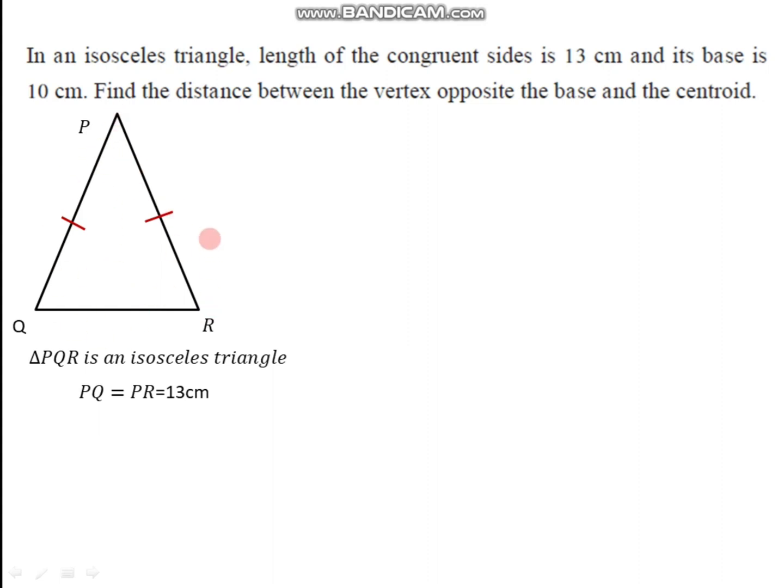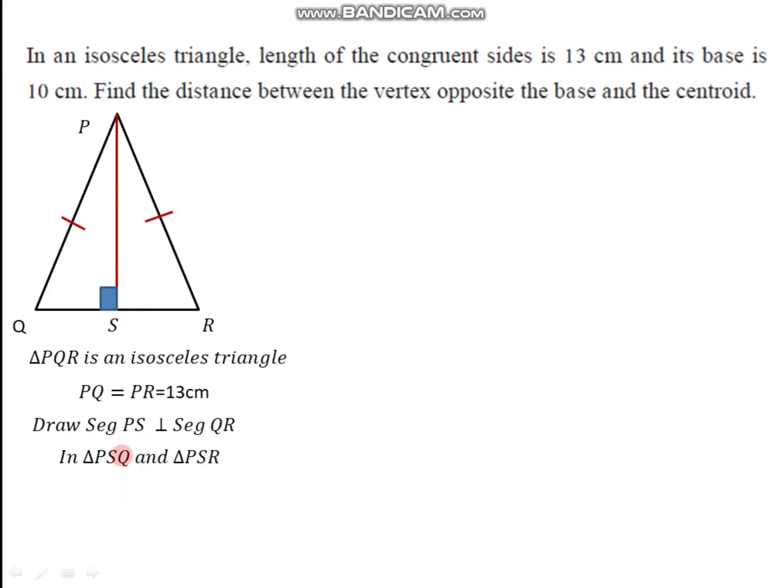So for that we must have the centroid of this triangle. To have the centroid of a triangle, first of all we should have a median. So before that we'll do one construction. We'll draw a segment perpendicular to base QR from point P. We'll name this segment PS. So here we have constructed segment PS perpendicular to segment QR. Now as we have drawn one perpendicular from point P, we have got two right angle triangles, triangle PSQ and triangle PSR. We are trying to show that these two triangles are congruent.